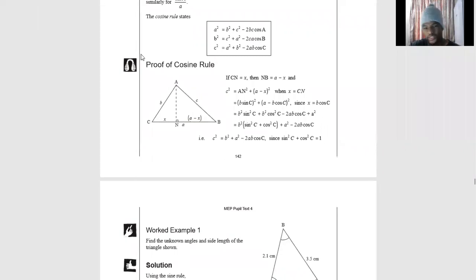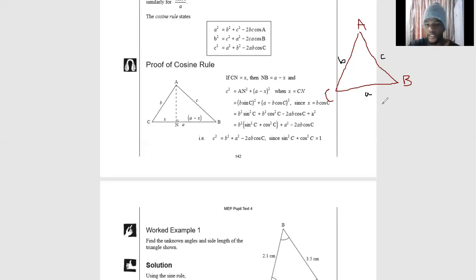So the cosine rule is a bit complicated, but remember that I said you stick to your formula, right? With your cosine rule, it's the same concept again. You have a triangle with angle A, angle C and angle B. The side that is opposite angle A will be small letter a. The side opposite angle C will be small letter c. The side opposite angle B will be small letter b, right?